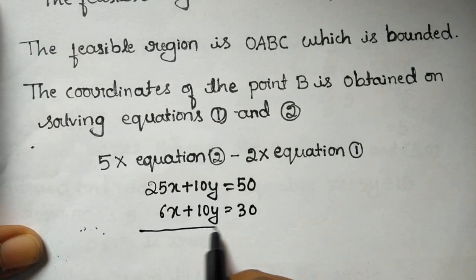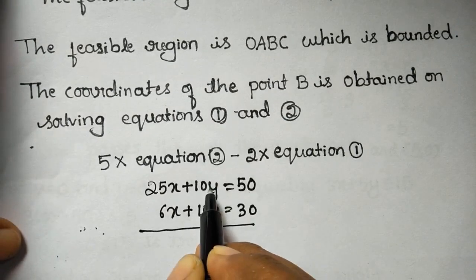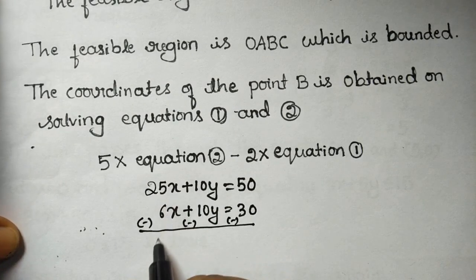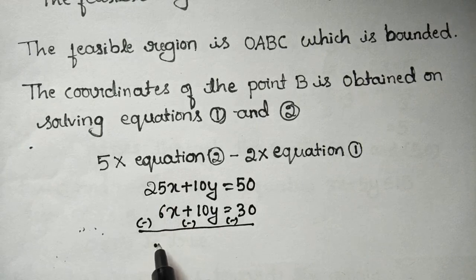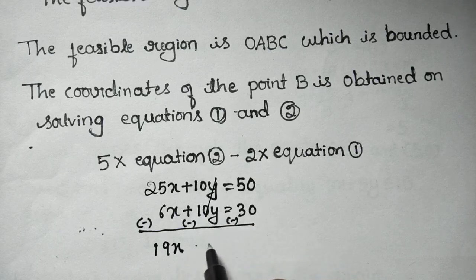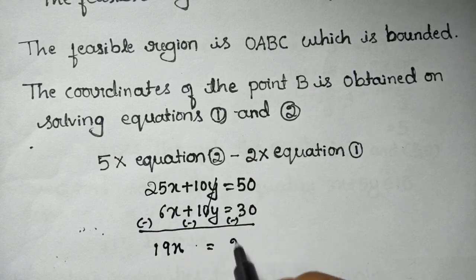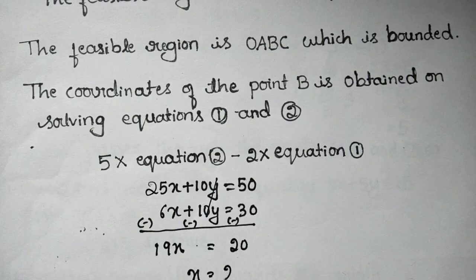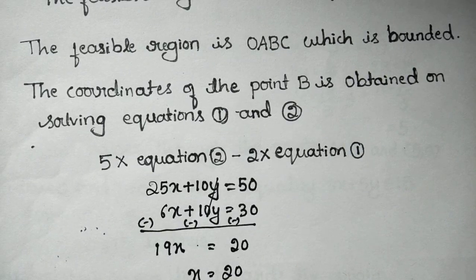We are subtracting the second equation from this one, so I'll change the sign. 25 minus 6 is 19x, 10y gets cancelled, this will be 0, it is equal to 50 minus 30, 20. 19x equal to 20, then x is equal to 20 divided by 19.